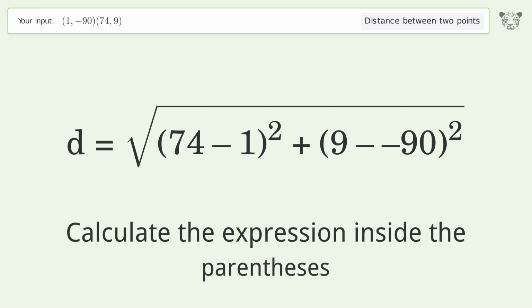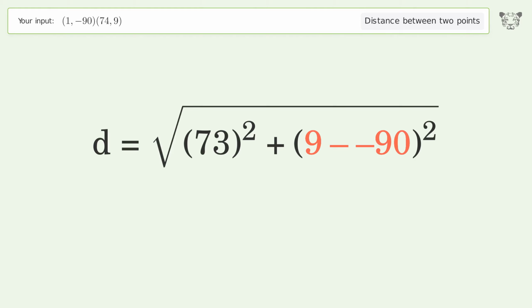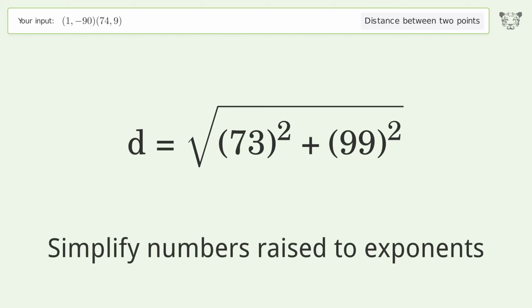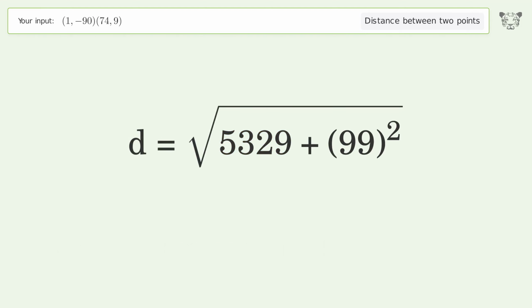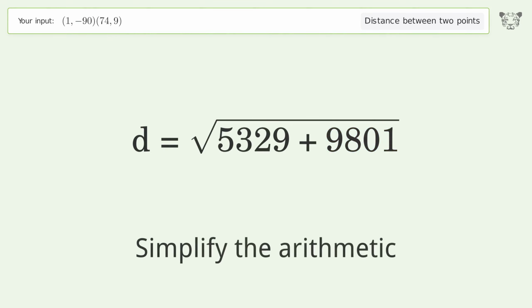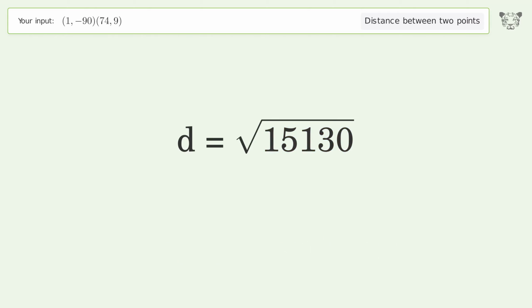Calculate the expression inside the parentheses. Simplify numbers raised to exponents. Simplify the arithmetic. And so the distance between the 2 points is the square root of 15,130, or 123.004.